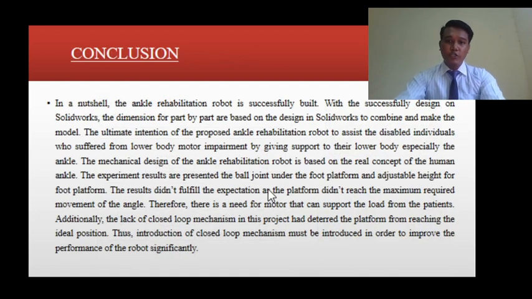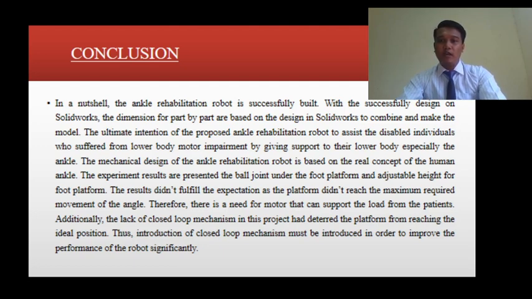And then for the conclusion, in a nutshell, the ankle rehabilitation robot is a successful build. With the successful design in SolidWorks, the dimensions part by part are based on the design in SolidWorks to combine and make the model. The ultimate intention of the proposed ankle rehabilitation robot is to assist disabled individuals who suffer from lower body motor impairment by giving support to their lower body, especially the ankle.